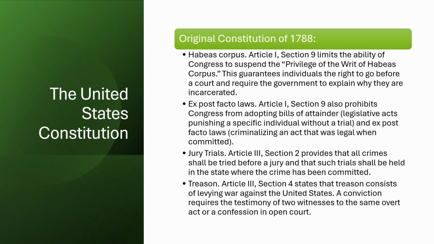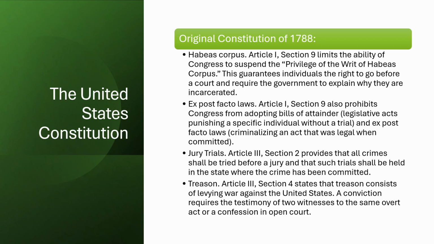Habeas corpus guarantees individuals the right to go before a court and require the government to explain why they're incarcerated. Further, Article 1, Section 9 limits the ability of Congress to suspend the privilege of the writ of habeas corpus. Article 1, Section 9 also prohibits Congress from adopting bills of attainder, or enforcing legislative acts without a trial, and ex post facto laws, which criminalize an act that was legal when committed.